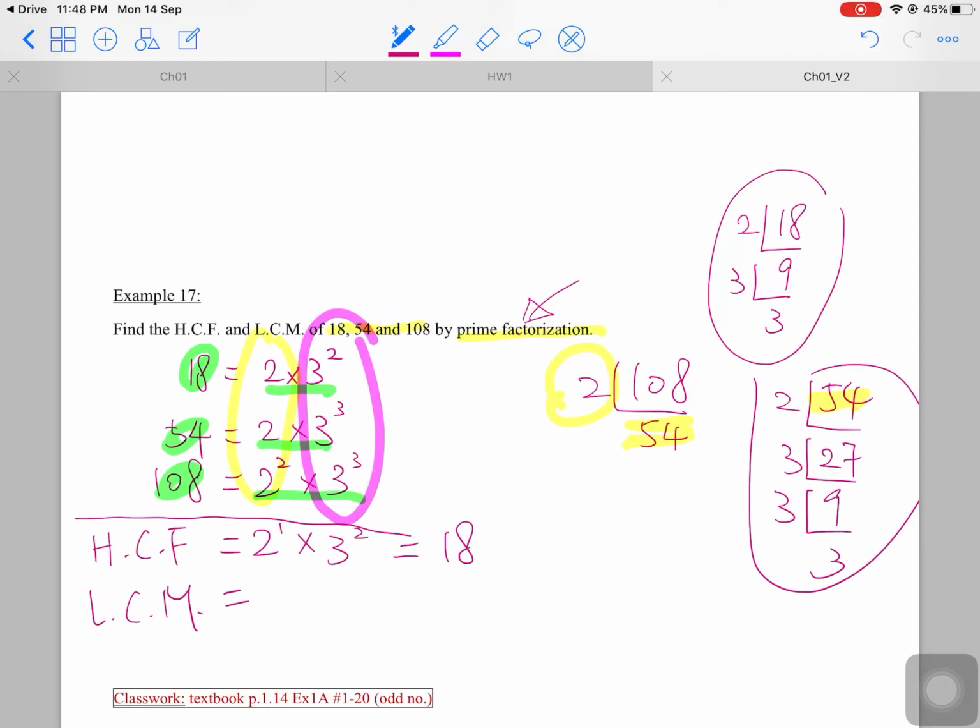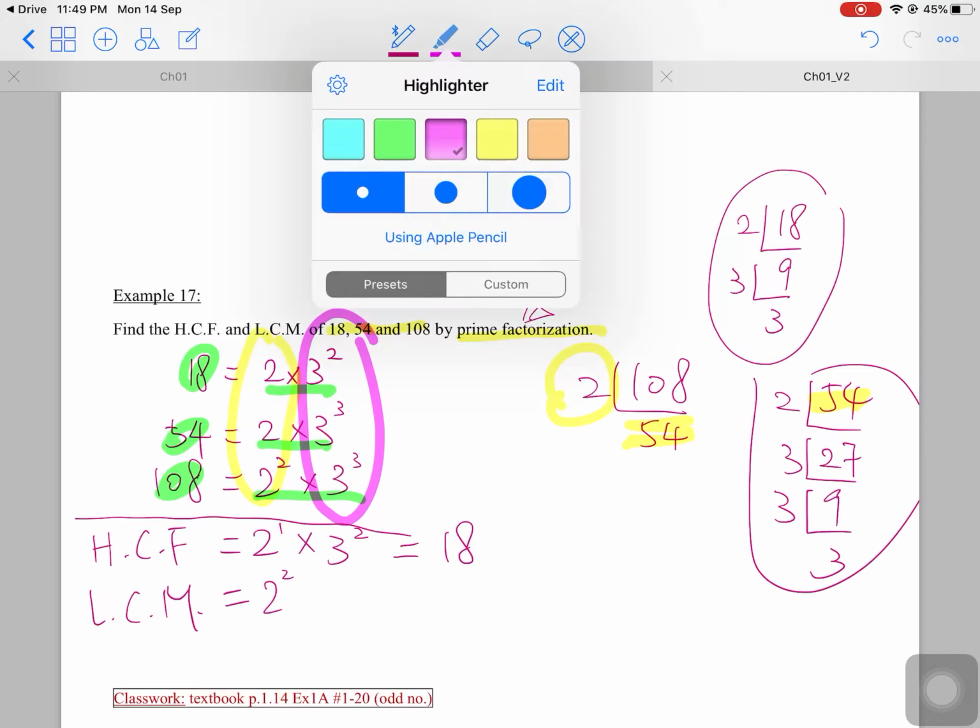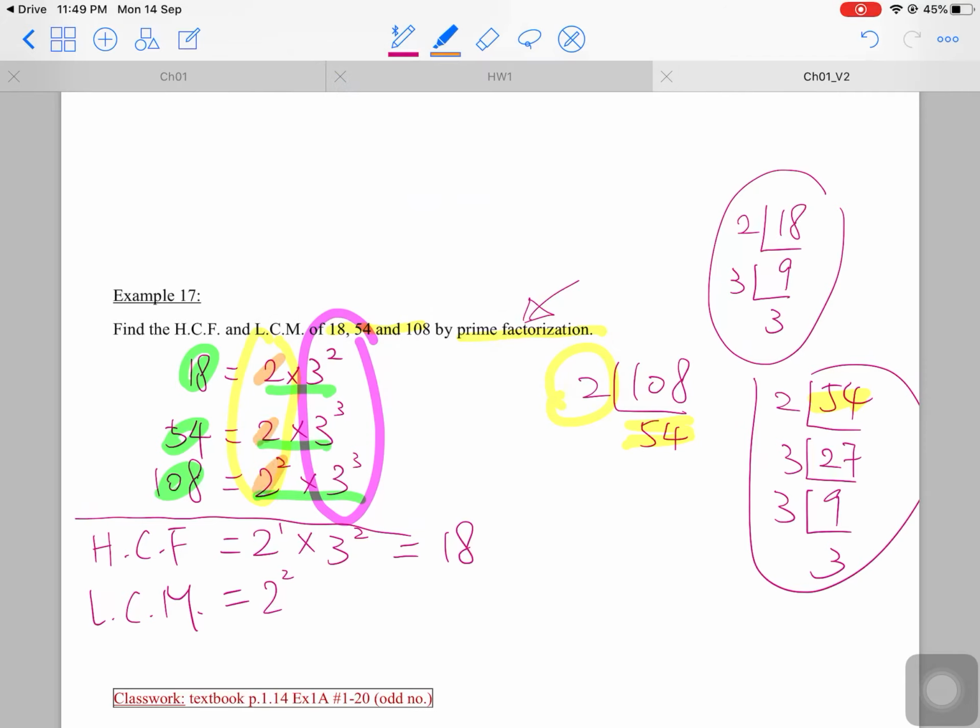How about the LCM? LCM means take out the 公倍數. You need to find out the 倍數 among 3 of them. So the 2 you need to take out is to the power 2, because among 1, 2, 3, 2 squared is the multiple. Then among the number 3, you need to take out power 3, because power 3 is the multiple of power 2. So finally, the LCM is 108.